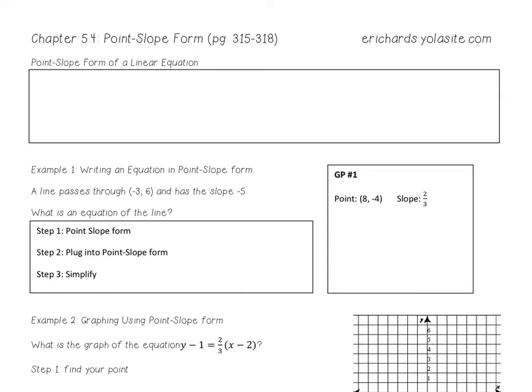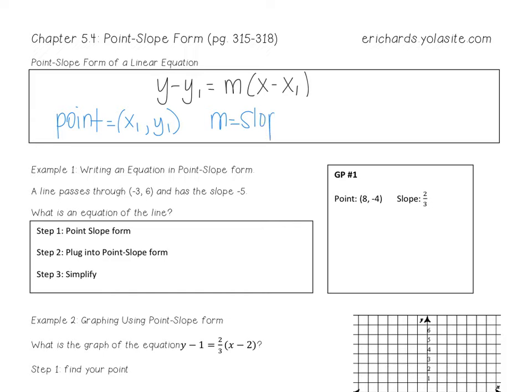Alright, before we can get started, we have to talk about what point-slope form of an equation is, and that's going to be y minus y1 equals m times x minus x1. And that's like your recipe. And then your ingredients are going to be the point, x1, y1, that's your point, and then your slope, which is your m. Okay, that's where the word point-slope form comes from, because you plug in a point, you plug in your slope.